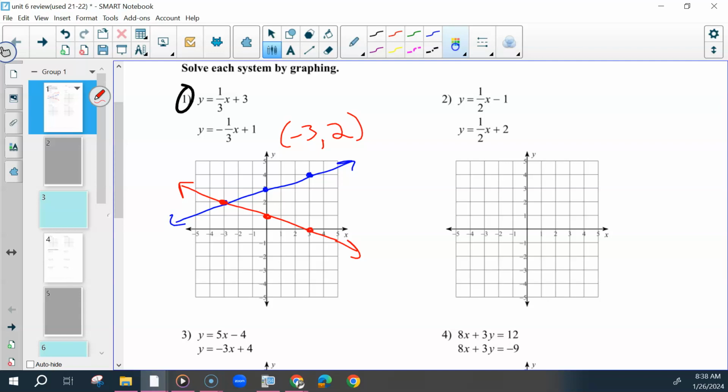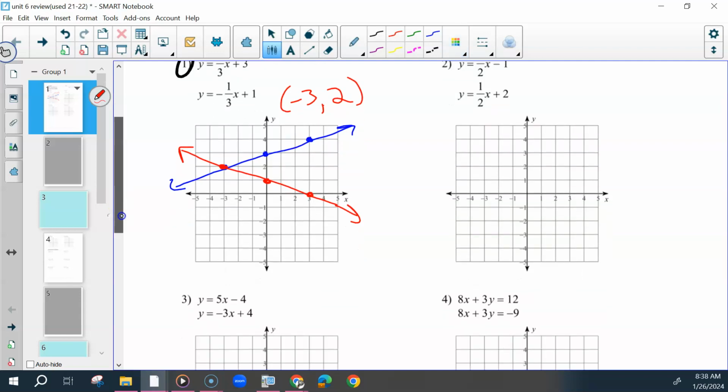Other graphing questions? Sure. And then we'll move on to substitution.